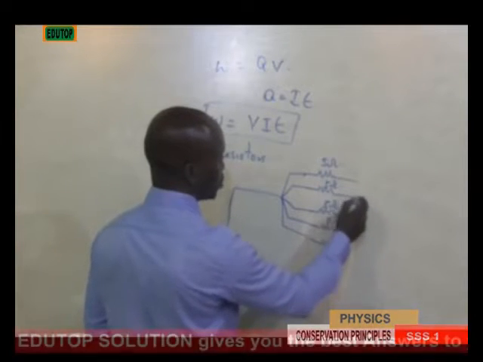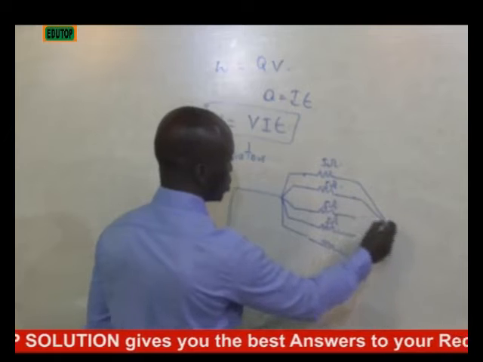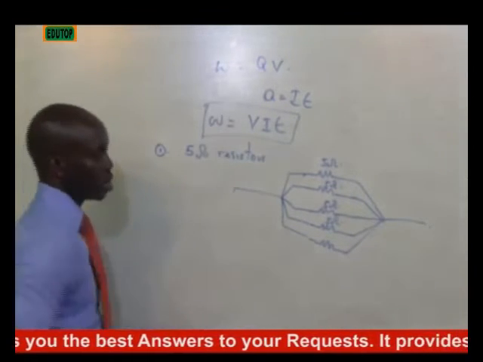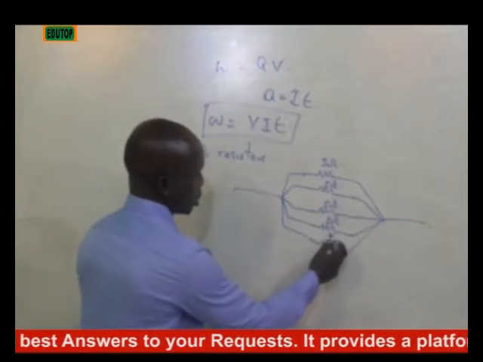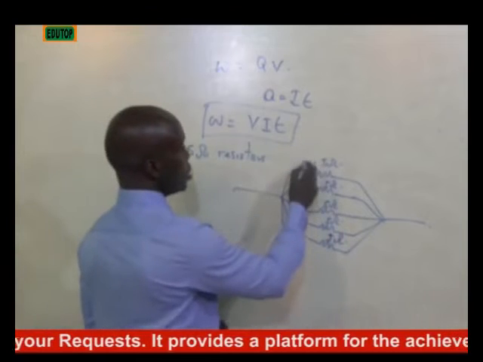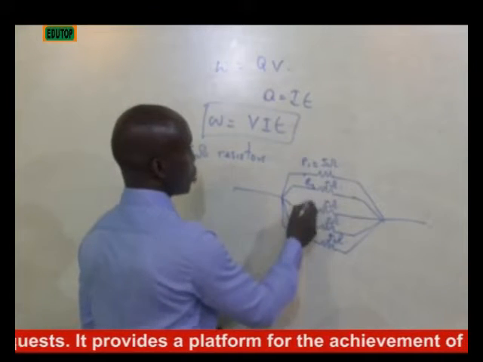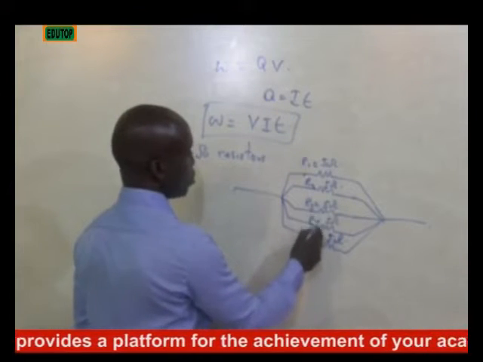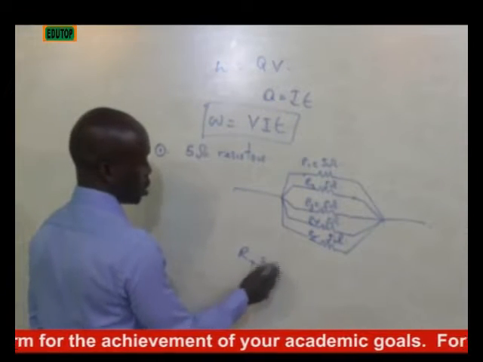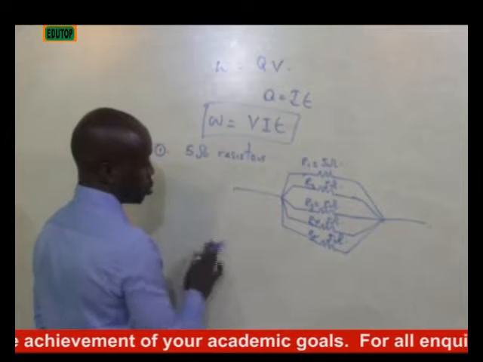Then you now bring them to meet at the point. This is just the analysis. This is the 5. Then the last one, 5 ohms. So for you to now calculate, you label this R1, R2, R3, R4, R5. So what will be the total resistance?